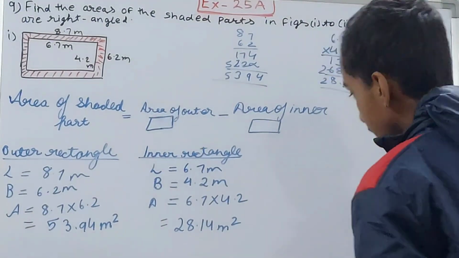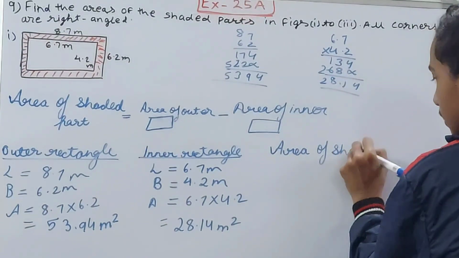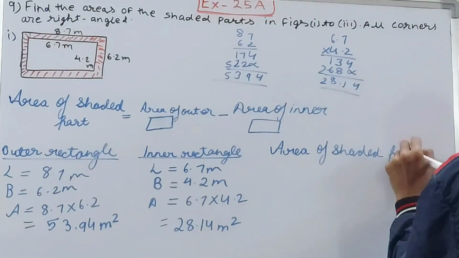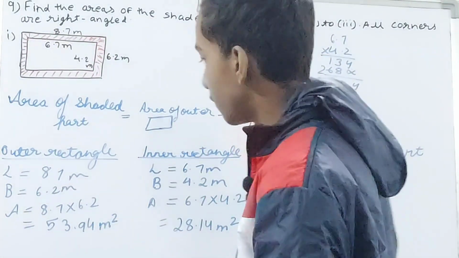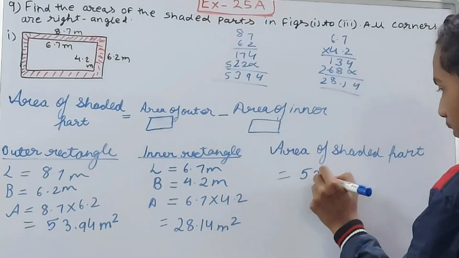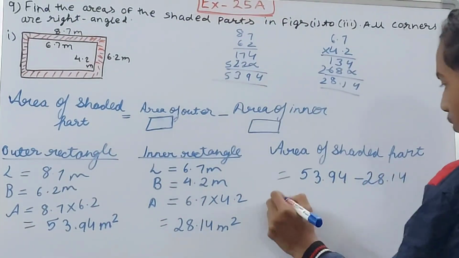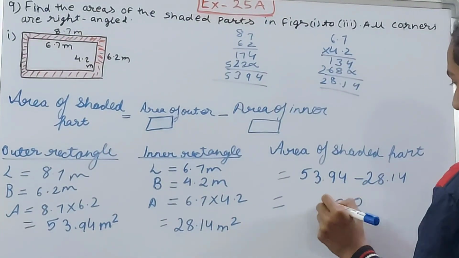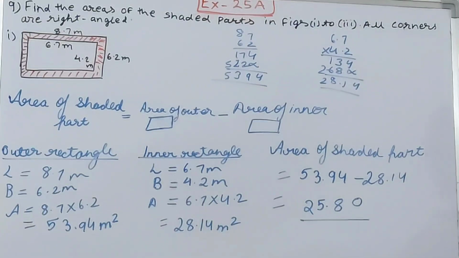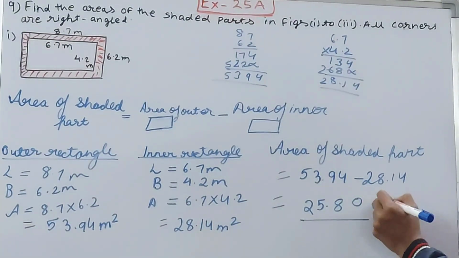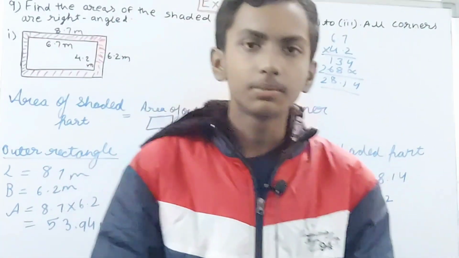Now the area of the shaded region, or shaded part, will be, just subtract, as I said, area of outer rectangle minus area of inner rectangle. That is 53.94 minus 28.14. So you will have 25.80, or you can even write it as 25.8, doesn't really matter, square meters. This is the area of the shaded part. Let's move on to the next part.